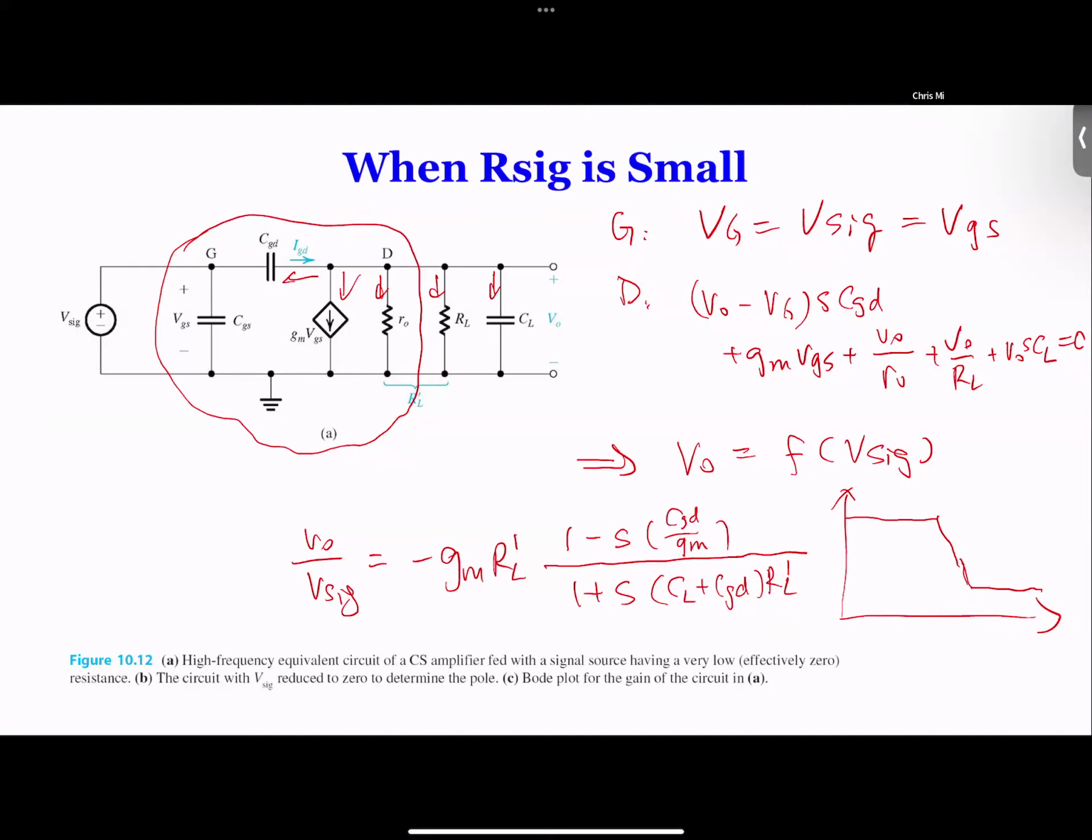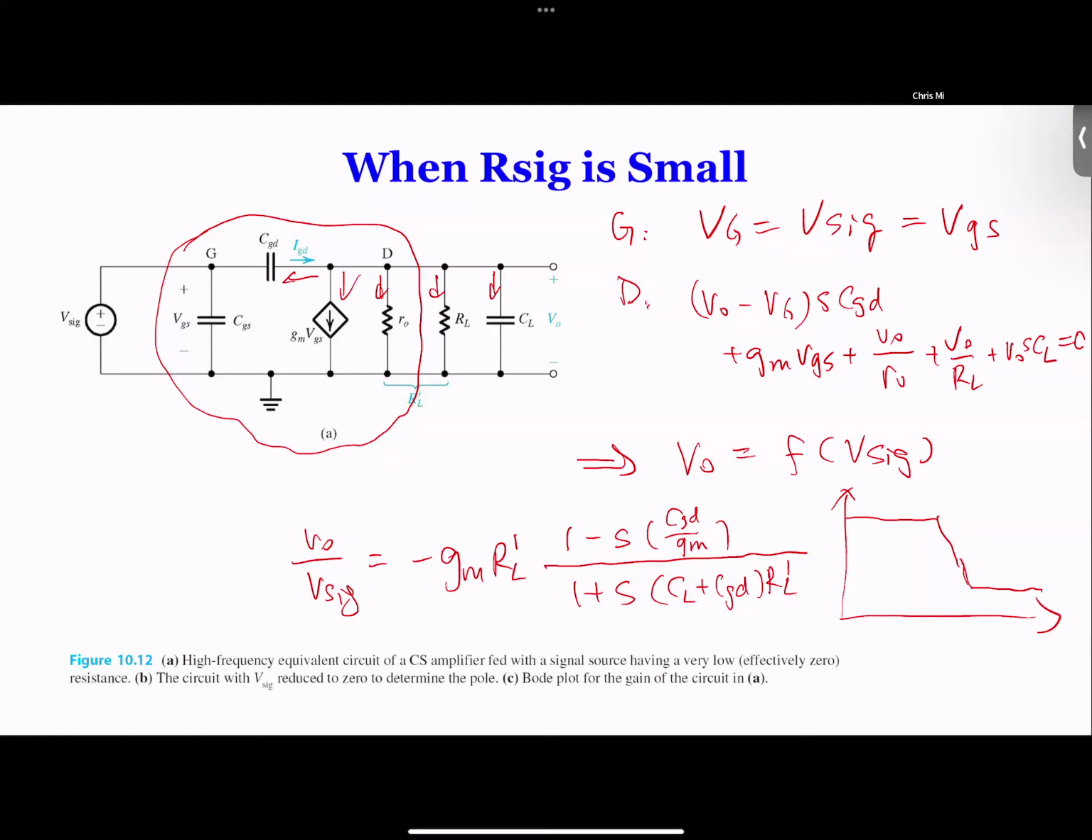The reason why? Because when S is big enough, this 1 can be neglected, and this S cancels, and we get some number. I'm not going to write the equation because you guys can write it. This middle band gain times this one divided by this one. So that RL actually cancels, and GM is going to cancel. So the value is just CGD over CL plus CGD, that's it. That's your gain.